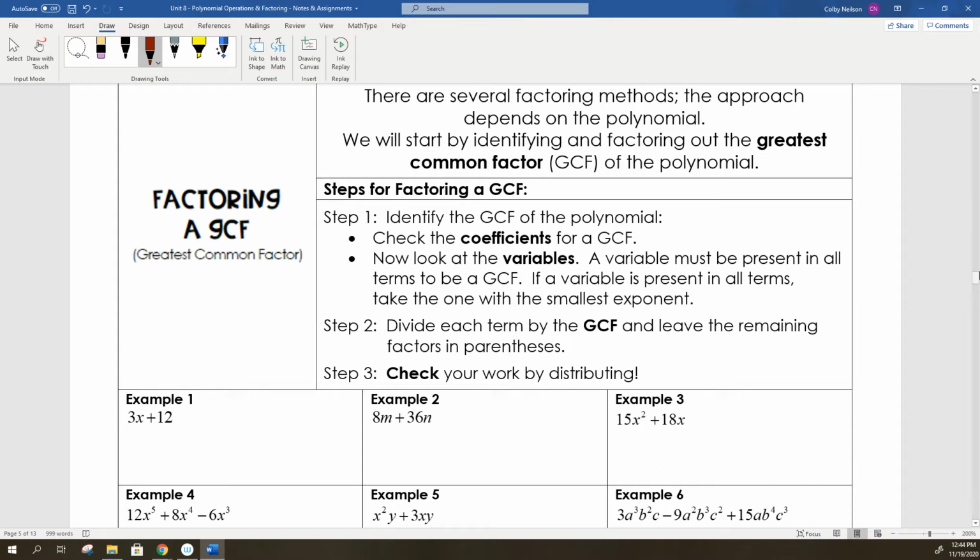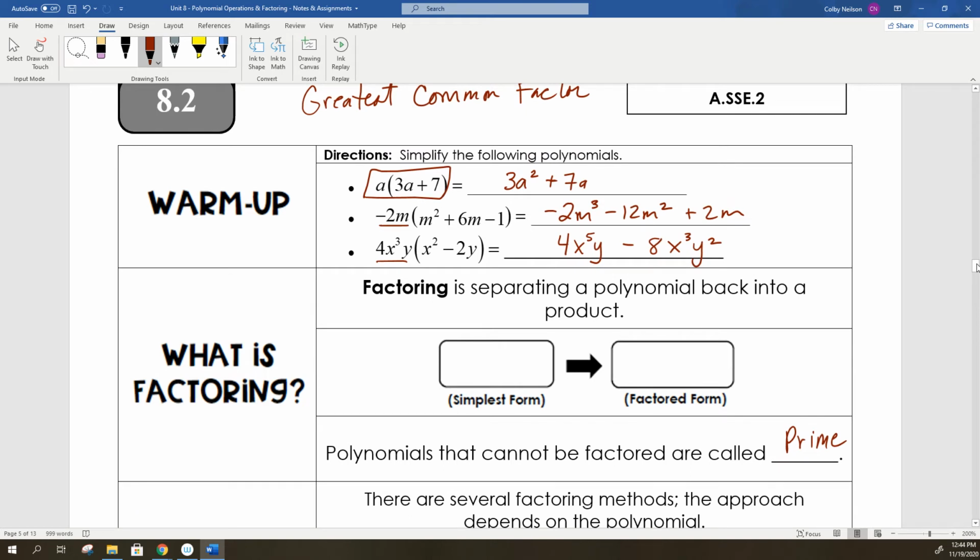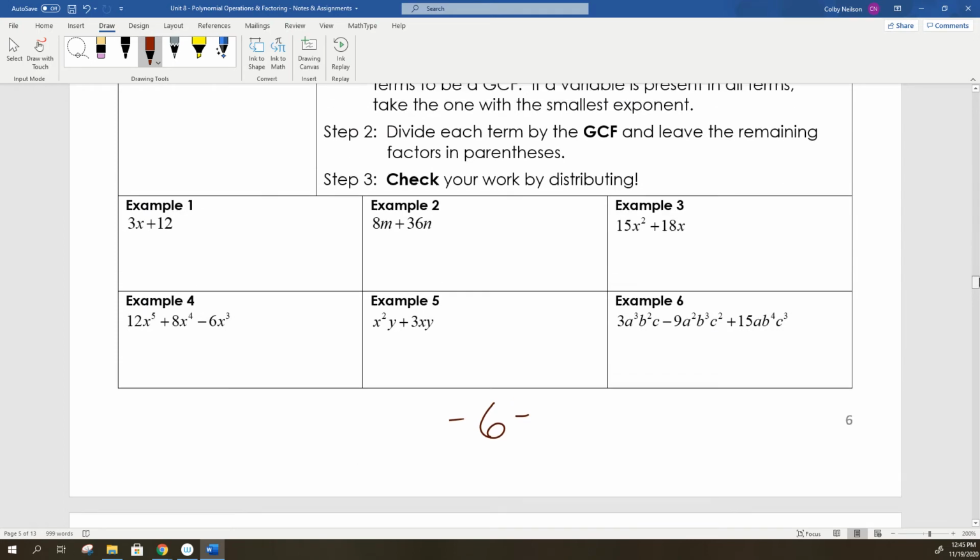Step 2 says divide each term by that greatest common factor that you come up with, and then you leave what's remaining in parentheses. So it looks like these first examples. This, that I'm boxing in right here, is what it's going to look like. My greatest common factor, parentheses, and then what's left after I've divided everything by this greatest common factor. And then I can check to see if I'm right by multiplying my greatest common factor through and seeing if it comes up with the original polynomial that I started with. All right, so as we go here, let's keep that in mind.